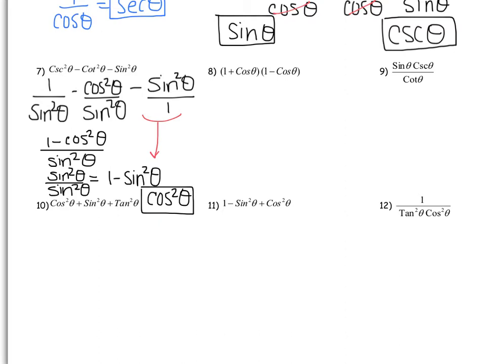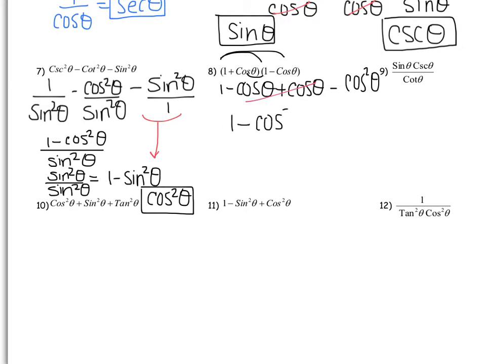Okay. For number 8, we actually have to double distribute. So if I'm going to take 1 times 1, I'll get 1. 1 times negative cos is negative cosine of theta. Cosine of theta times 1 is positive cos theta. And then positive cos and negative cos, when we multiply them together, we get negative cos squared theta. Well, these two I can cancel because they're like terms, and I'm left with 1 minus cosine squared theta. And that is simply sine squared.